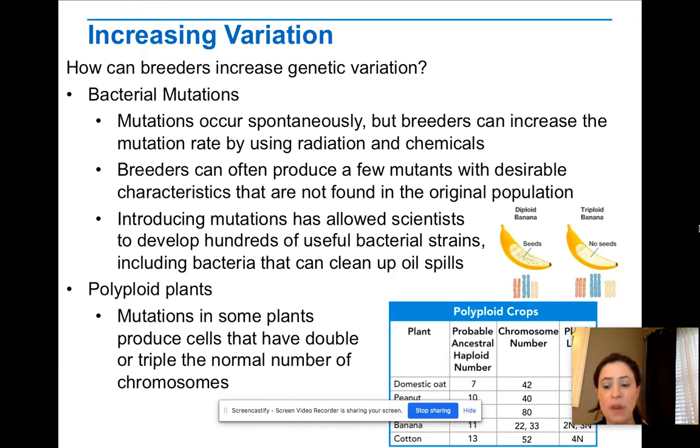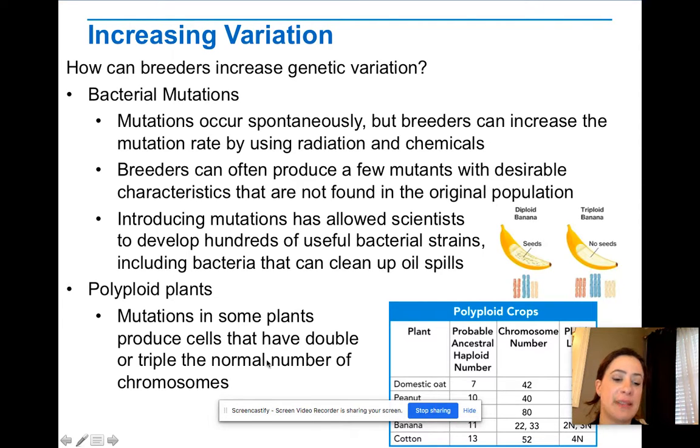Now, there are these things called polyploid plants. So we know that haploid means that there is one set of chromosomes, diploid means two sets of chromosomes, but polyploid means multiple sets of chromosomes. So here you see that there's a diploid banana and you see two sets of each chromosome. Here in the triploid banana, there's three sets of each chromosome. So the difference between these two is that the triploid banana has no seeds.